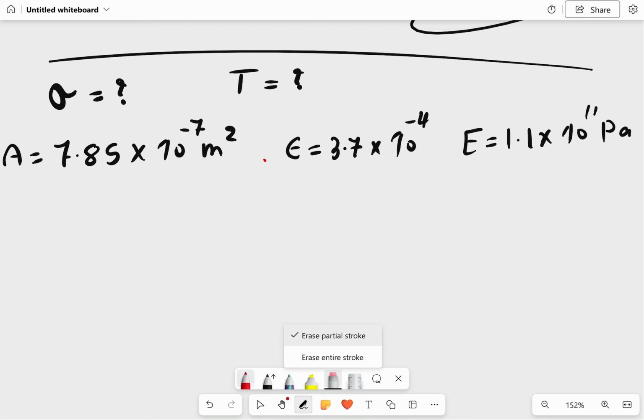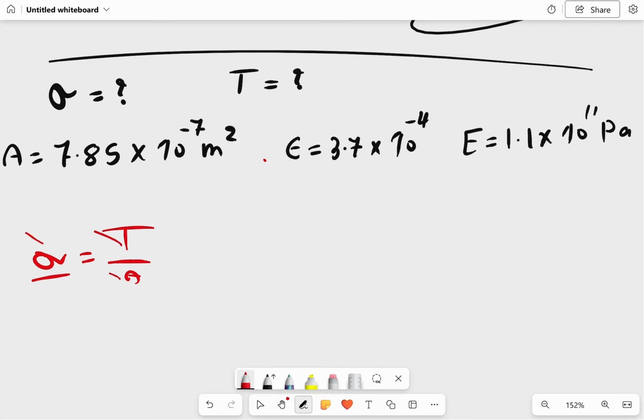Can I find stress using this equation? So stress is equal to what? Is equal to tension over area. Can I find stress using this equation? No, because I don't have tension. Okay, I have area, yes, but I don't have stress and I don't have tension too. I cannot use this equation. I'll use the other equation.